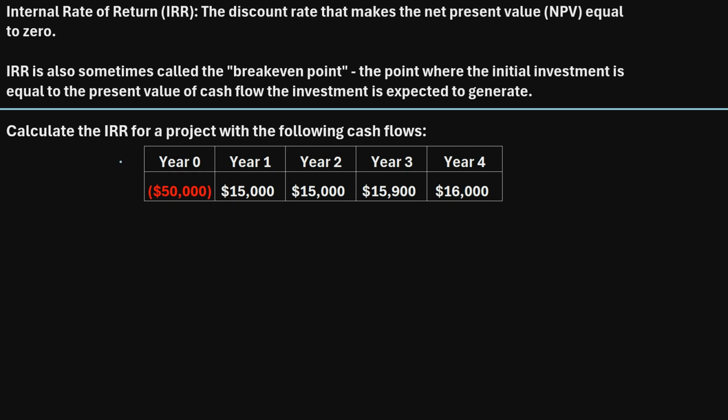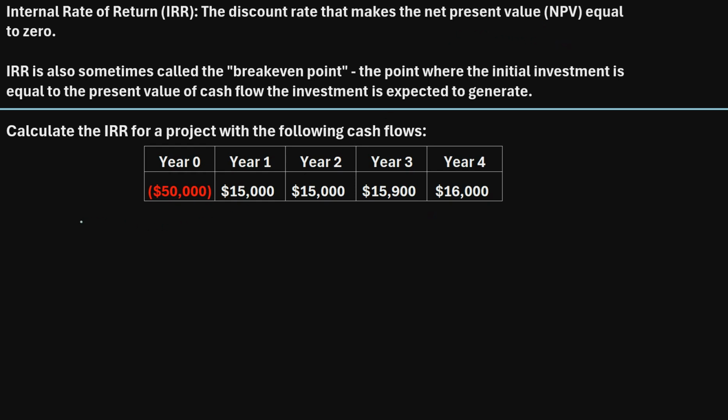It says, calculate the IRR for a project with the following cash flows. So here's some project where in year zero, or in other words, to get this project off the ground, we have to invest $50,000. In year one, we project that it will make $15,000. In year two, we also think it will make $15,000. In year three, it will make $15,900. And in year four, this project is expected to make $16,000. So to calculate the internal rate of return for this project, we have to find what is the discount rate that makes the net present value of this project equal to zero.